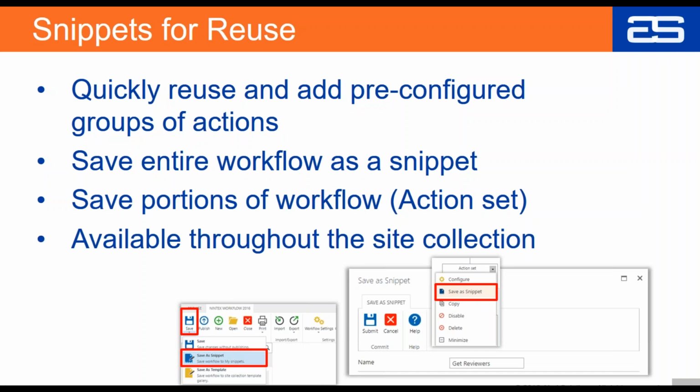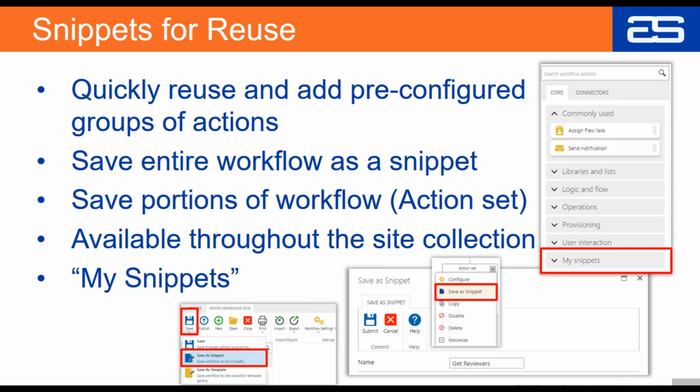My snippets are going to be available throughout my entire site collection, available for any workflow in my site collection. The way that they show up is that once you create snippets, you'll see this category here in your actions toolbox for my snippets. You won't see this category by default, but as soon as you create that first snippet, you'll get this new category called my snippets.